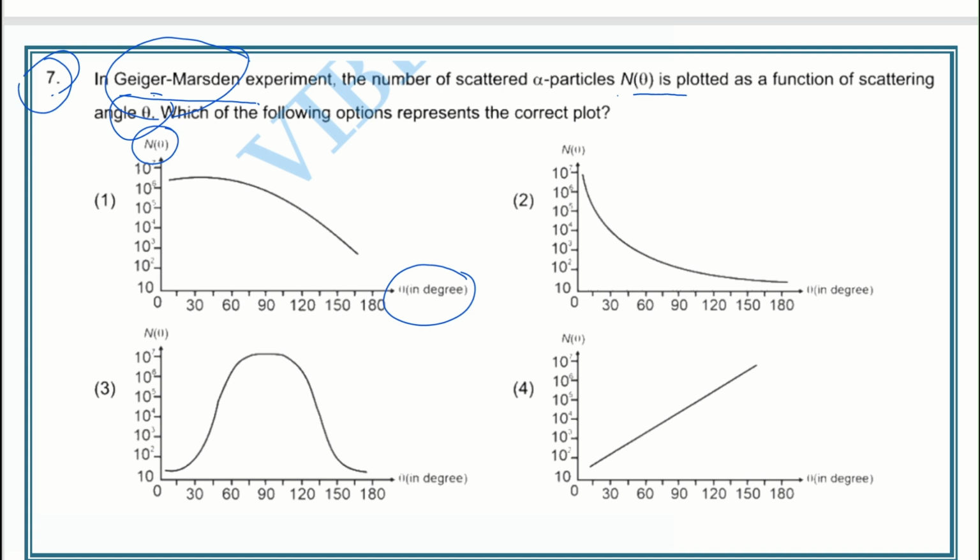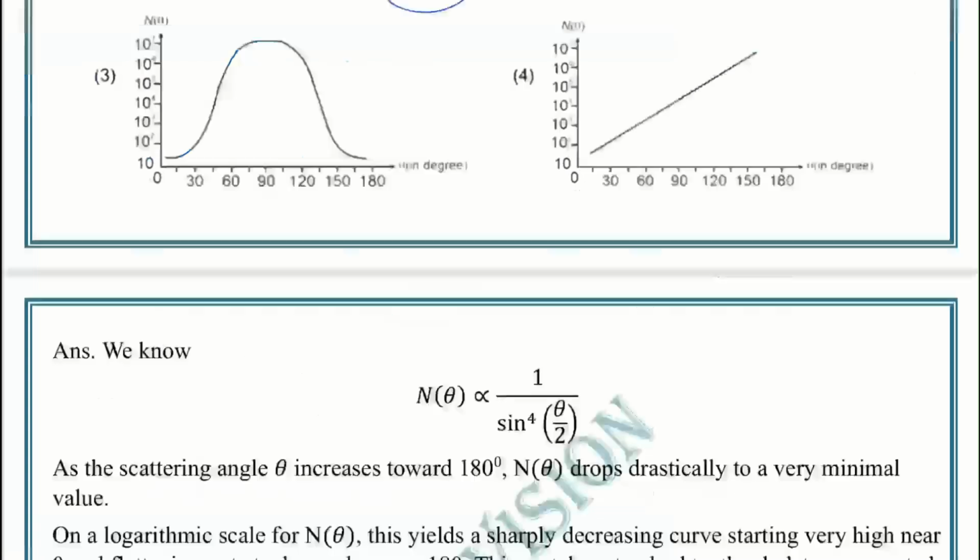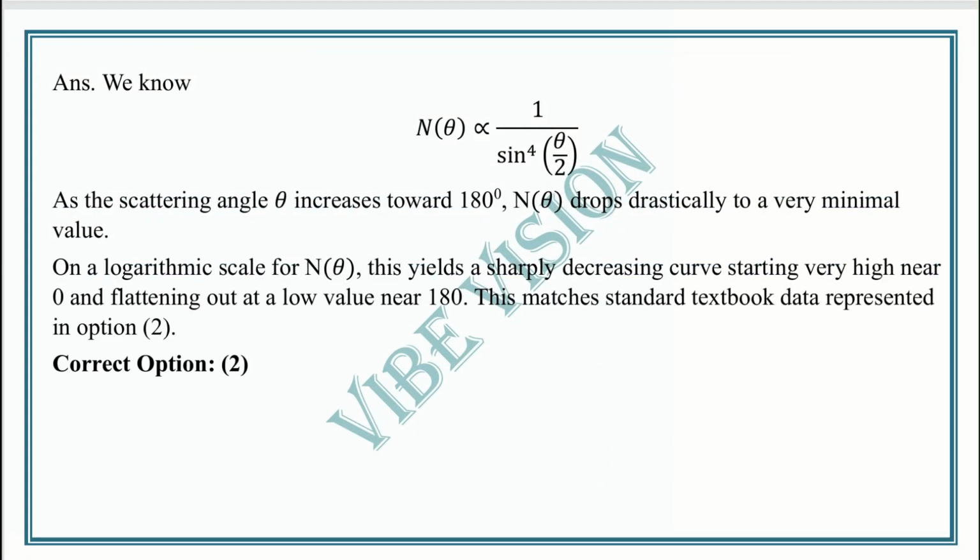So we know the formula of scattering, that is N(theta) is directly proportional to 1 by sine to the power 4 of theta by 2. So I can say that when theta is equal to 180 degrees, then theta by 2 becomes 90 degrees and sine 90 is 1. That means N(theta) is nearly equal to 1.